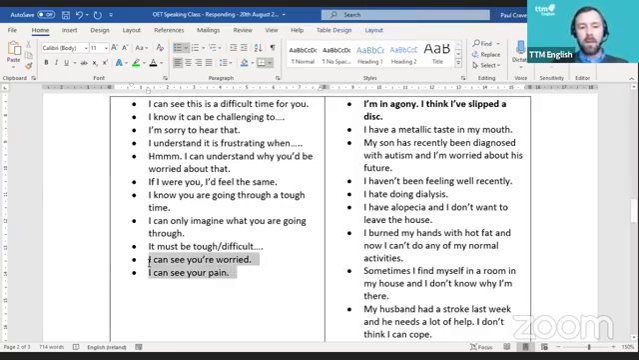So these two here, I think, are acknowledgement of, I agree with what you think of the situation. So, I can see you're in pain. That's a good one. Are there any others? I'm sorry to hear that, I think, would be a good one.